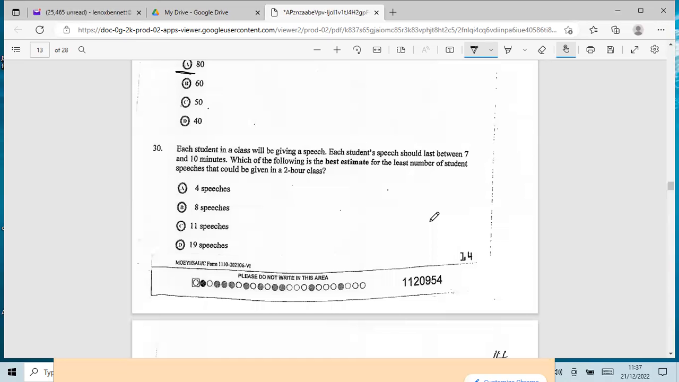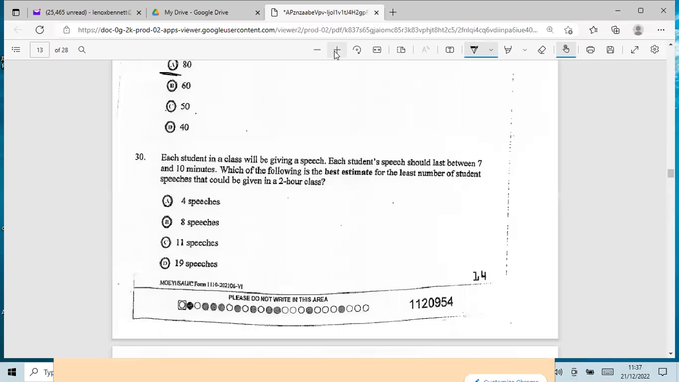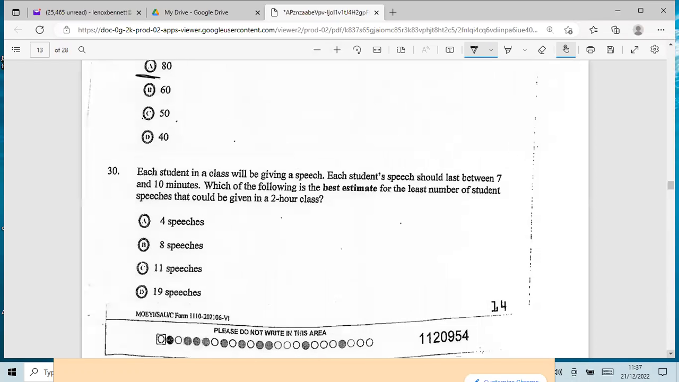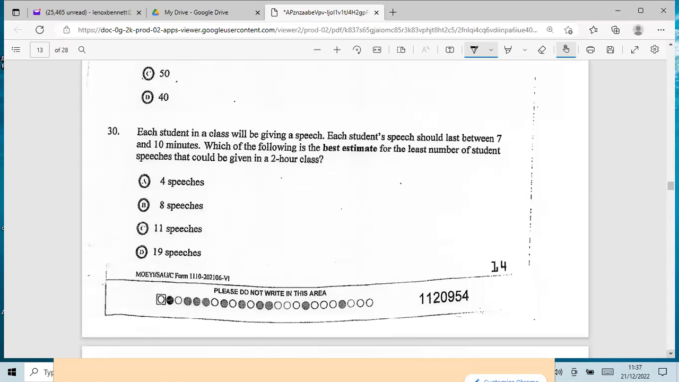Let's go. 30. Each student in a class will be given a speech. Each student's speech should last between 7 and 10 minutes. Which of the following is the best estimate for the least number of students' speeches that could be given in a 2-hour class? So work out that one for me. Each student in a class will be given a speech. Each student's speech should last between 7 and 10 minutes.